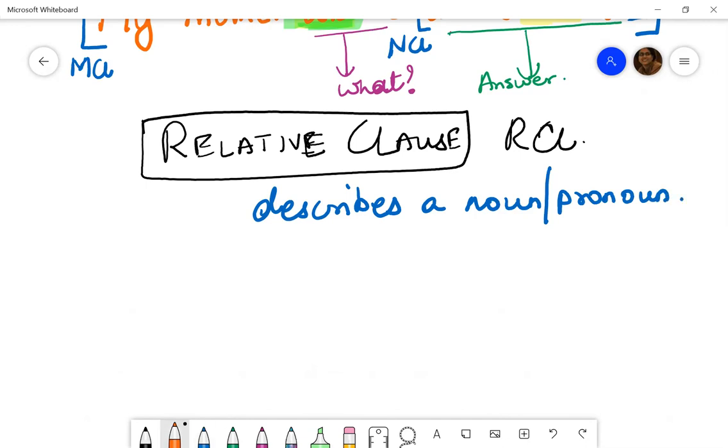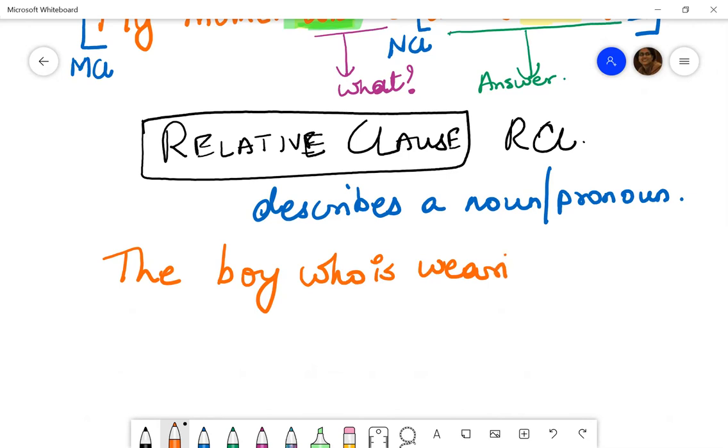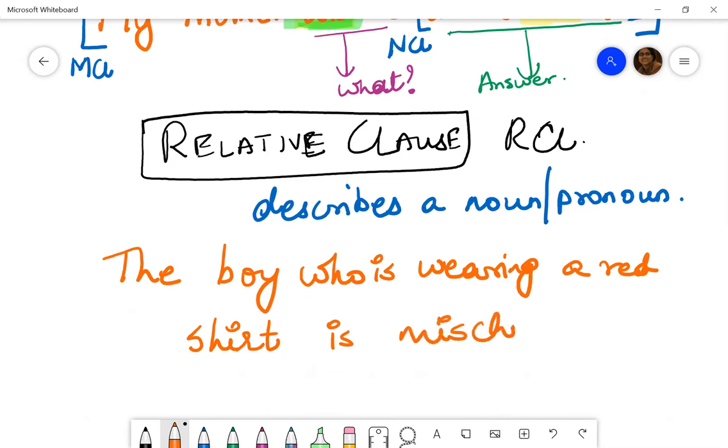What does it mean? So, for instance, when you're talking about the boy who is wearing a red shirt is naughty, right? So now if you look at it, there is obviously something that is describing the boy.